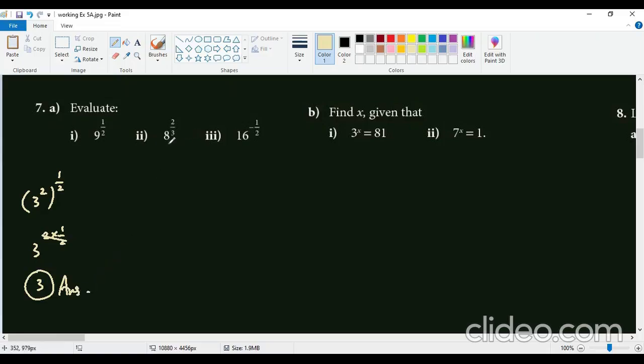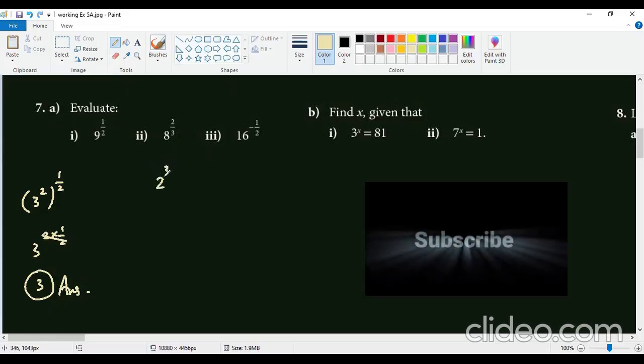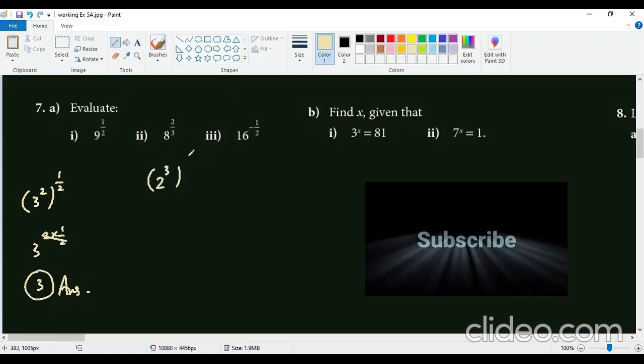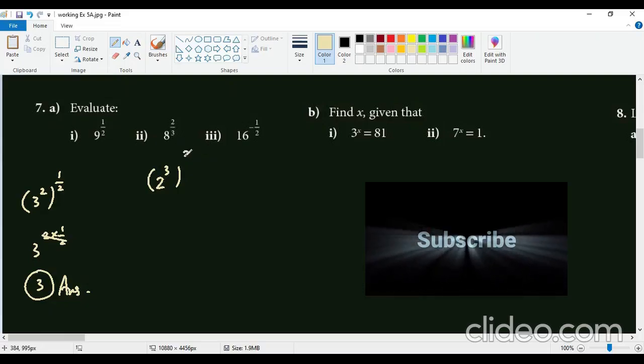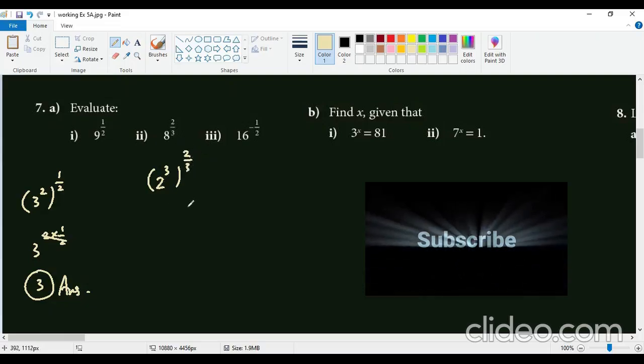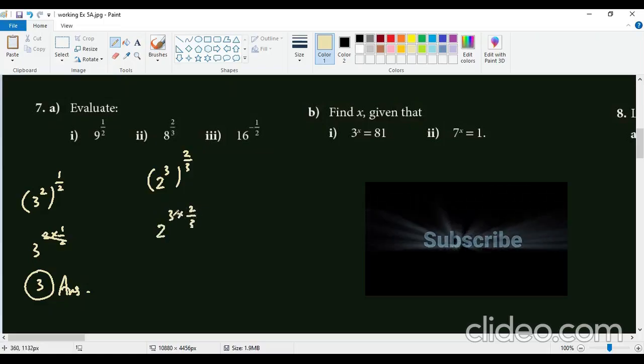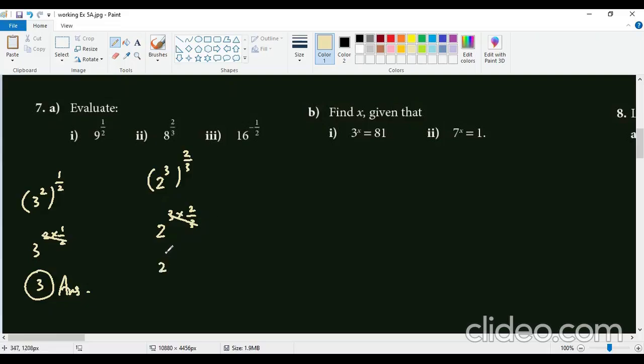When it comes to the next part, 8, that means there is a value which is going to be cubed to make it 8, and the value is 2. 2 cubed is 8. I can write 8 as 2 cubed, and then 2 over 3. That means I can write this as 2 over 3, and the 3 cancels, and 2 power 2 is going to be 4 as your answer. This is the value of this given question.